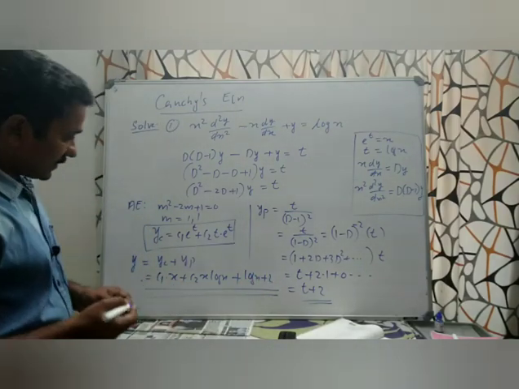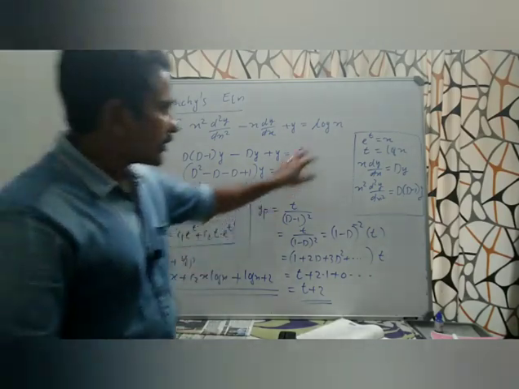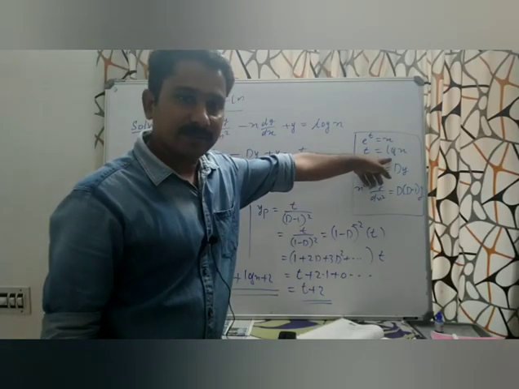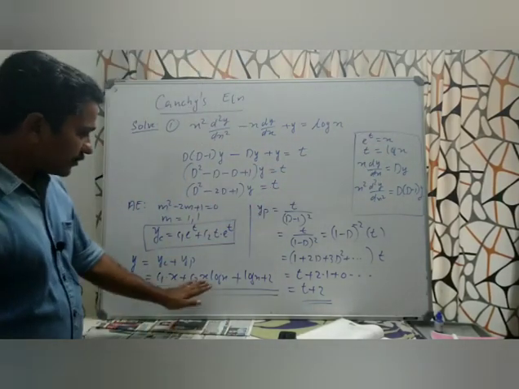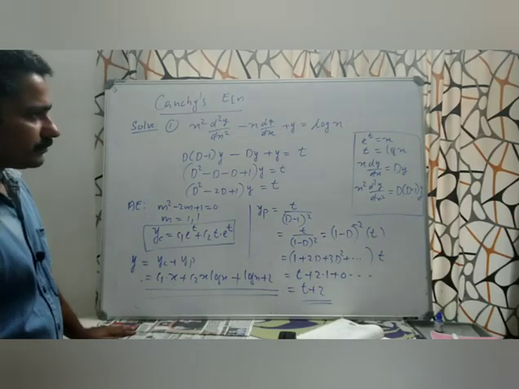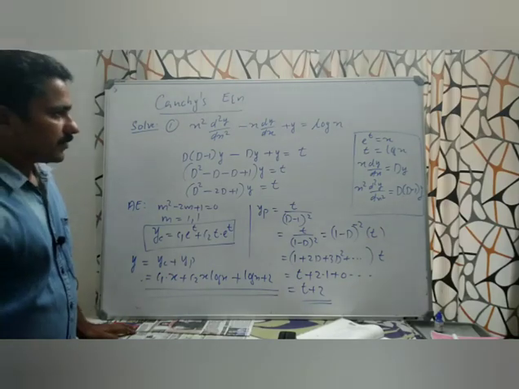That means at last your answer will be in terms of t, but using these two relations you can change all t in terms of x. So the final answer should be in terms of x, and this is the final answer. All right. Okay, one more problem.